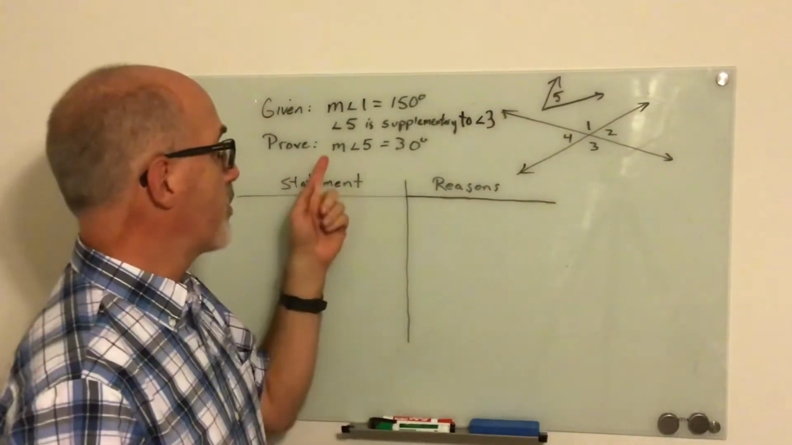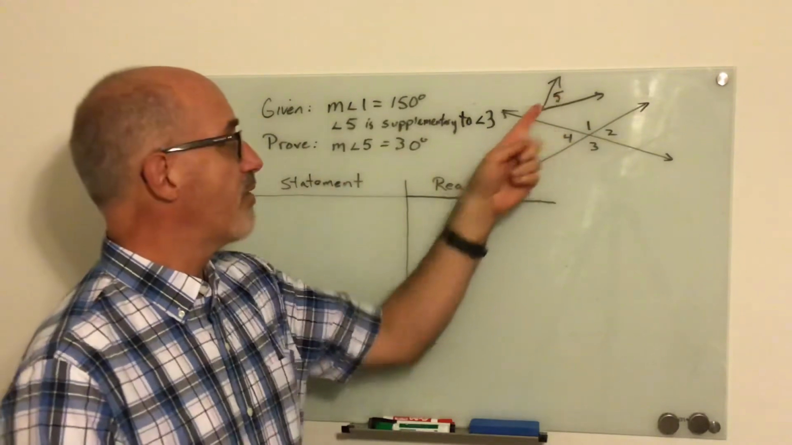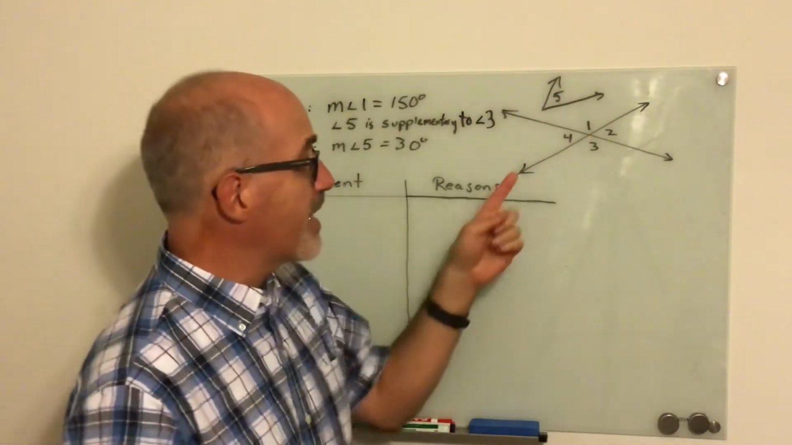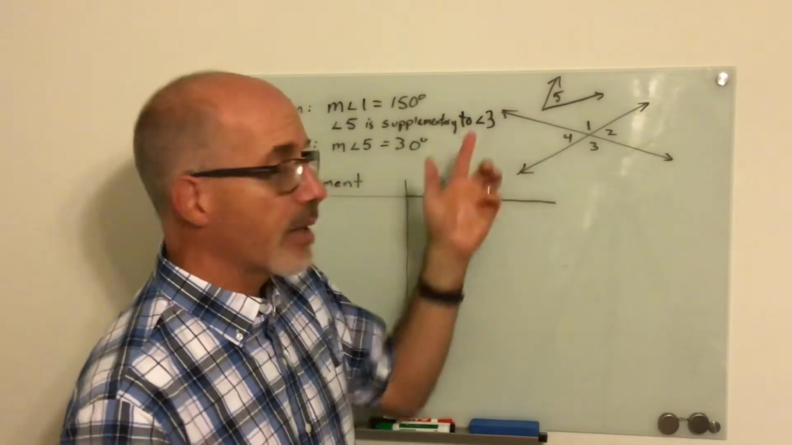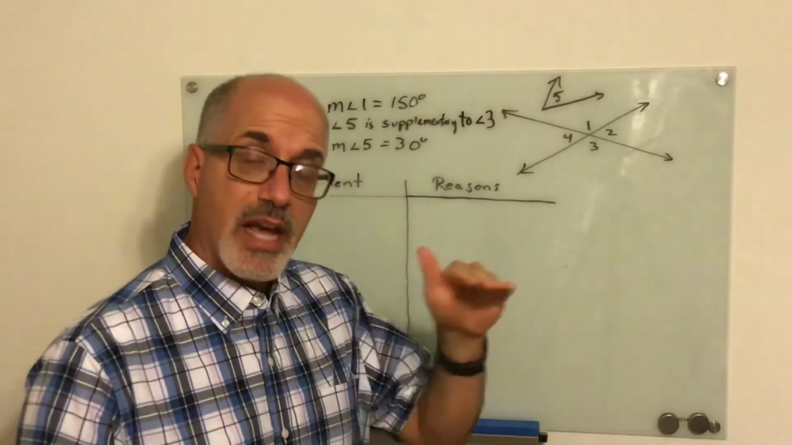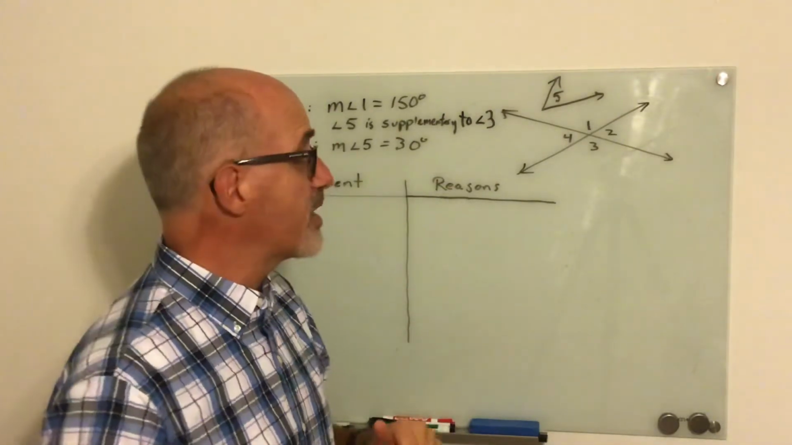What we want to be able to do is prove that the measure of angle 5 is equal to 30 degrees. So let's go ahead and process through this by thinking about what we have with this diagram that can add to the information, and that will help us decide what sequence of steps we want to do.